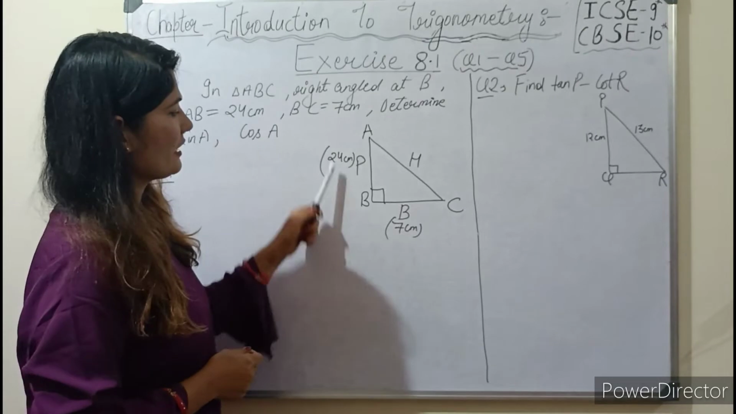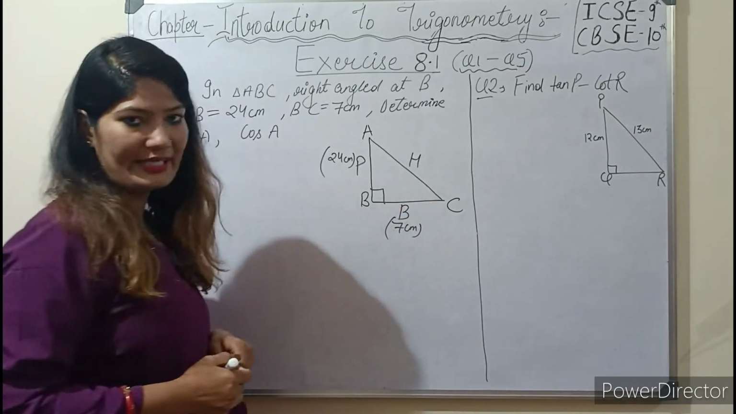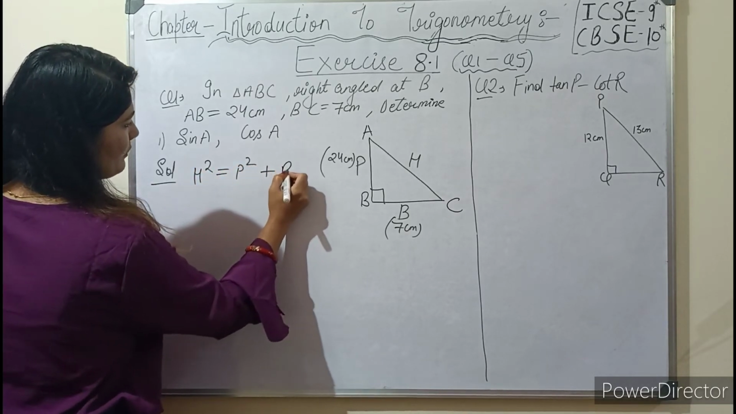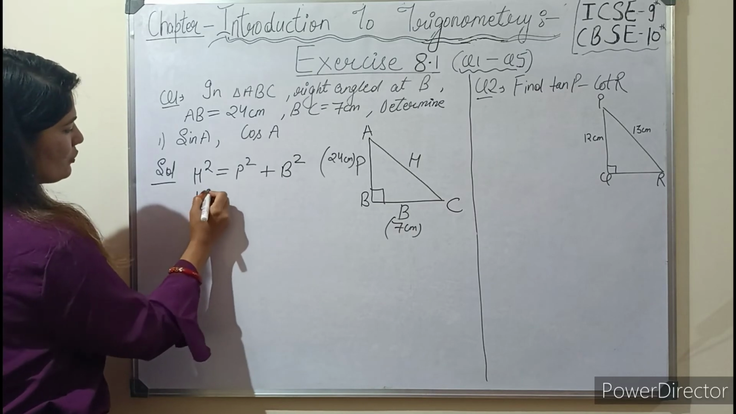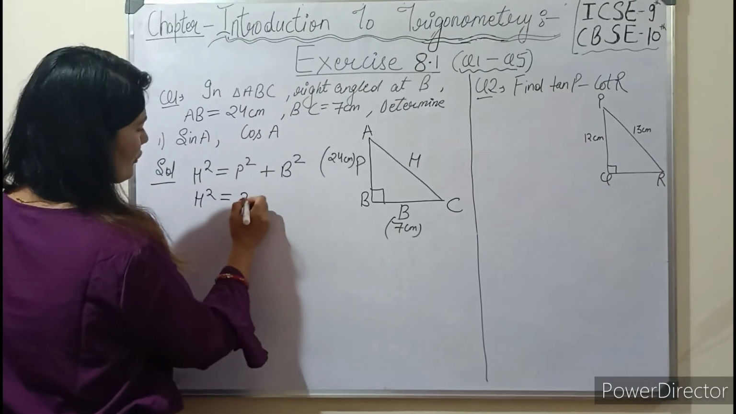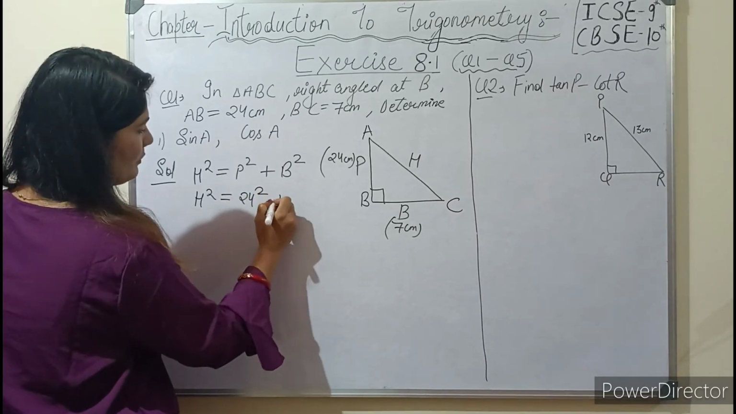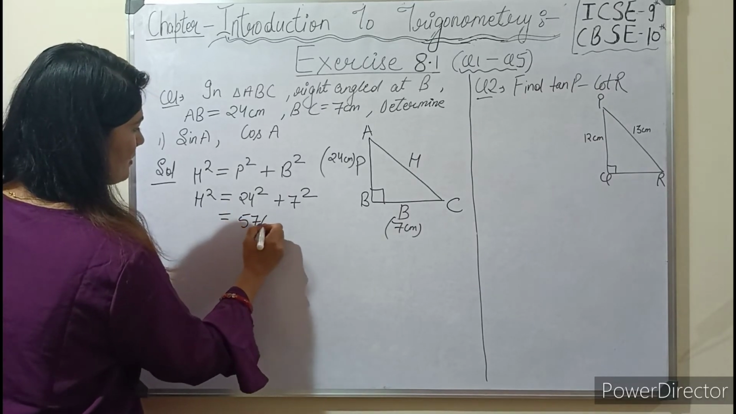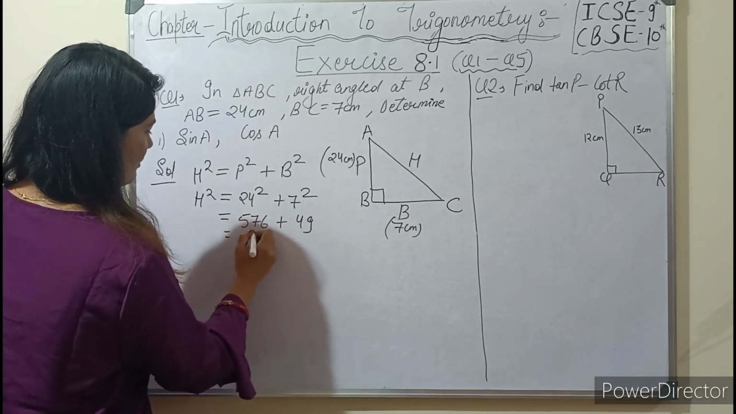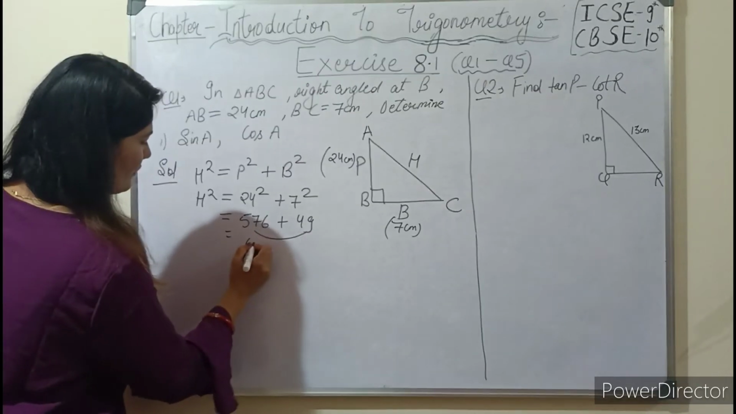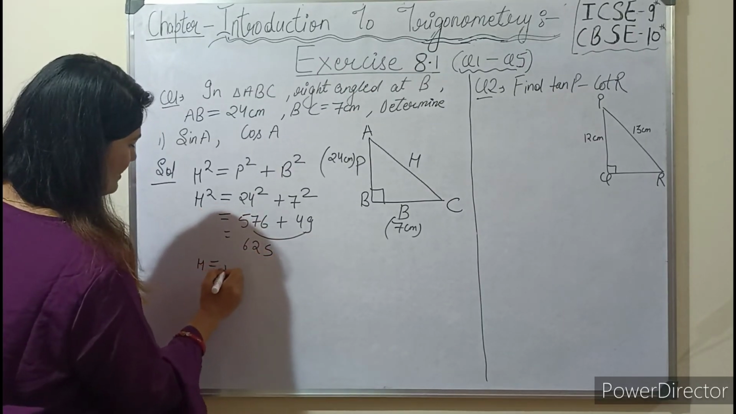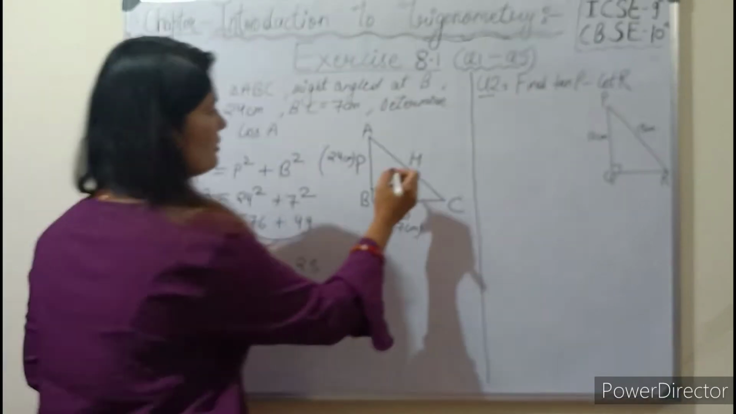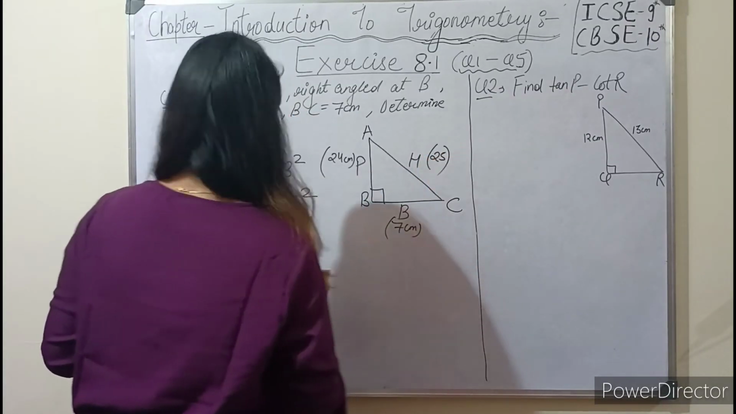So first of all, in this case, you need to find the value of H by applying the Pythagoras property, that is H square is equals to P square plus B square. Now H square is equals to, the value of P is 24, this is 24 square plus 7 square. Now 24 square is 576, 7 square is 49. So 576 plus 49 is 625. The value of H is the square root of 625, that is 25. So here the value of H is 25.